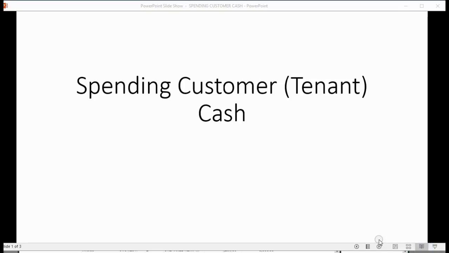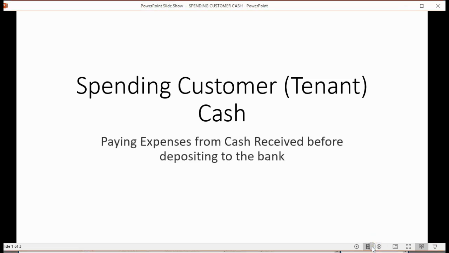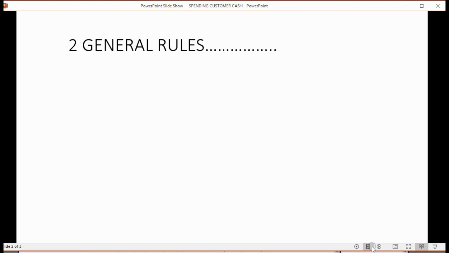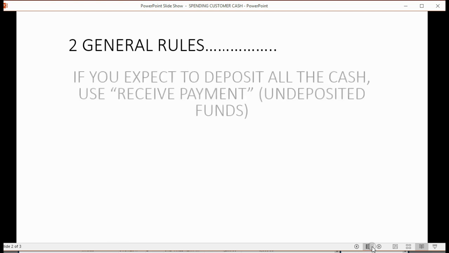Now we will learn how to record spending the customer's or the tenant's cash. This means we pay expenses from cash that we physically receive before depositing that cash to the bank. There are two general rules when you collect cash from customers or tenants.